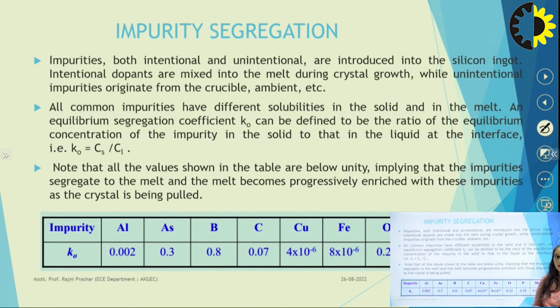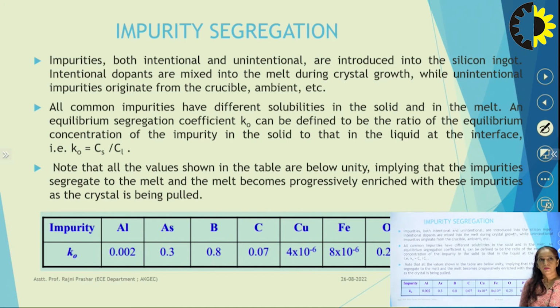Next is impurity segregation, that is, what types of impurities are present in the silicon ingot. Impurities, both intentional and unintentional, are introduced into the silicon ingot. Intentional dopants are mixed into the melt during the crystal growth, depending on what type of silicon ingot we want, whether we want N type material or P type material. While the unintentional impurities originate from the crucible and the ambient of the furnace.